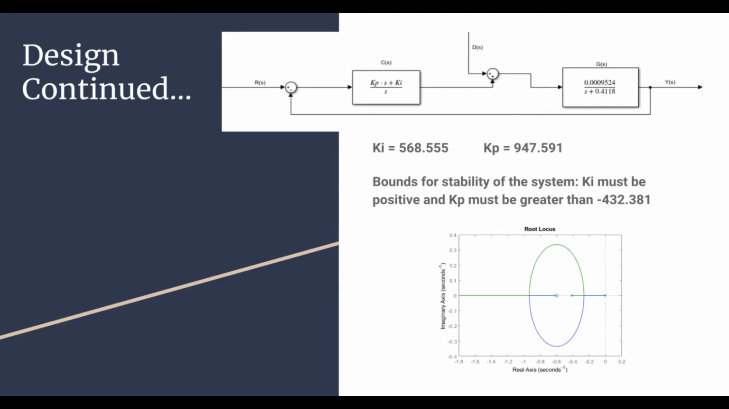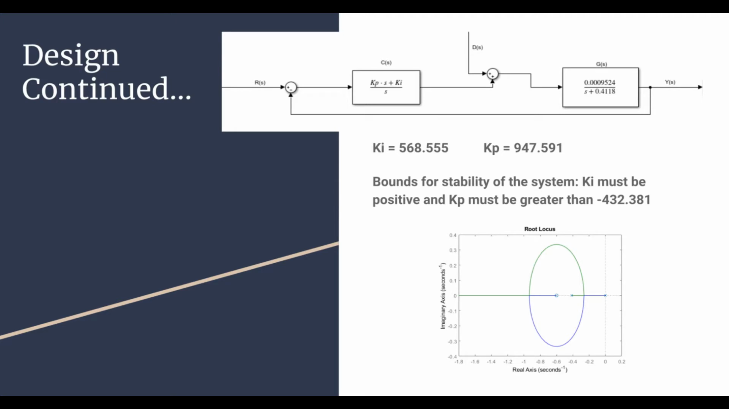In order to achieve 0 steady-state error, we must convert this system to a first-order system using an integral controller. In this closed-loop diagram, the bounds for stability are Ki should be positive and Kp should be greater than negative 432.381. The higher the value of Ki and Kp, the better the closed-loop system response.